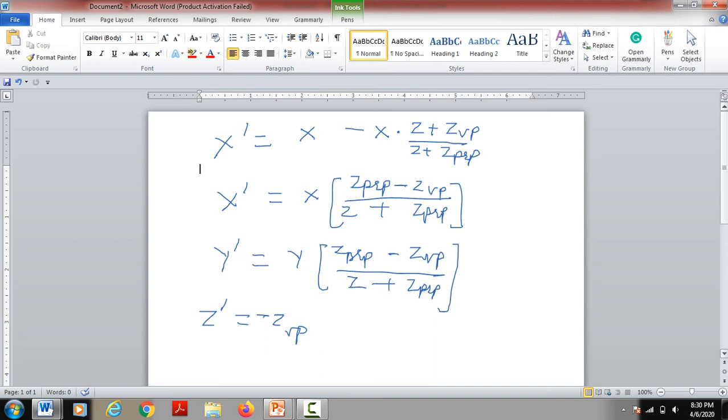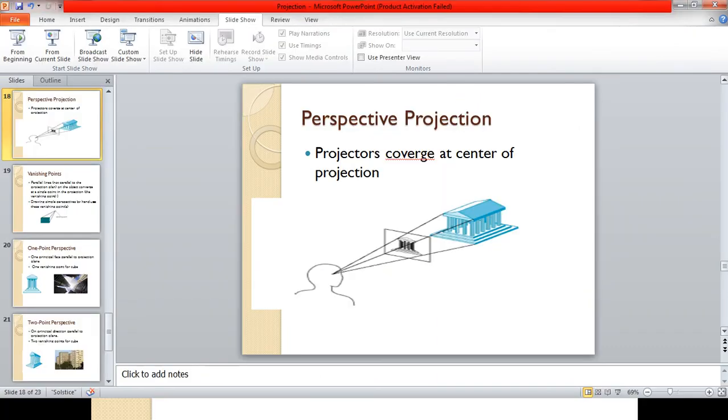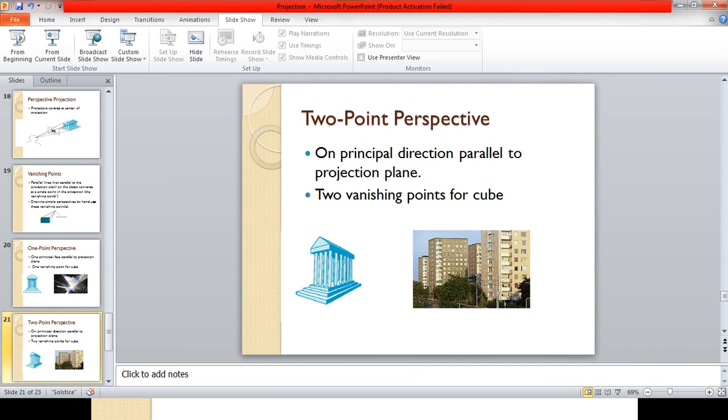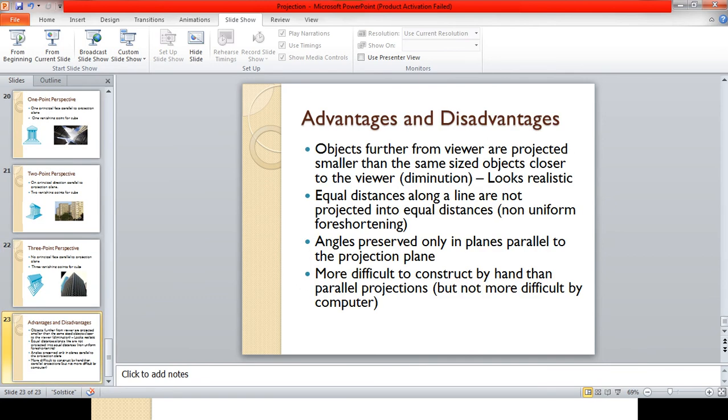Now let's discuss the advantages of the perspective projection. Objects further from the viewer are projected smaller than the same sized objects closer to the viewer. It means it looks realistic. That first advantage we had already discussed, the perspective foreshortening. Equal distances along a line are not projected into equal distances, that is non-uniform foreshortening. Angles are preserved only in planes parallel to the projection plane. So it is more difficult to construct by hand than the parallel projection.